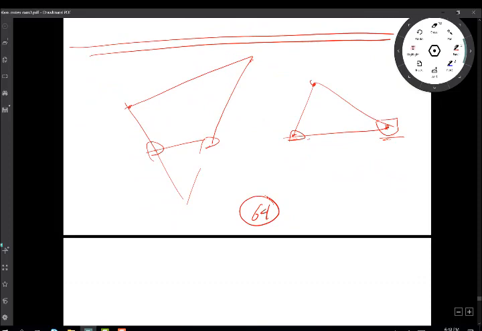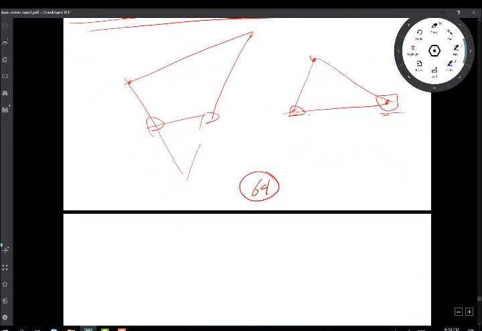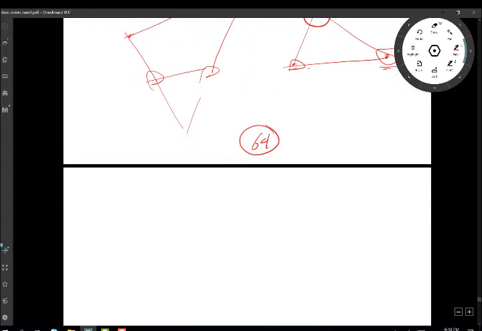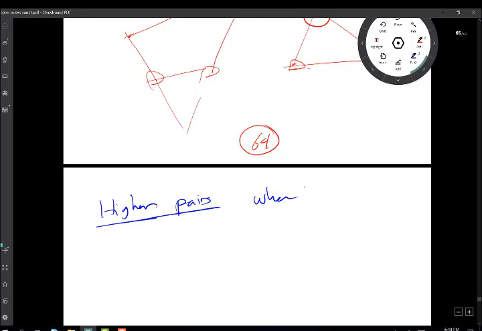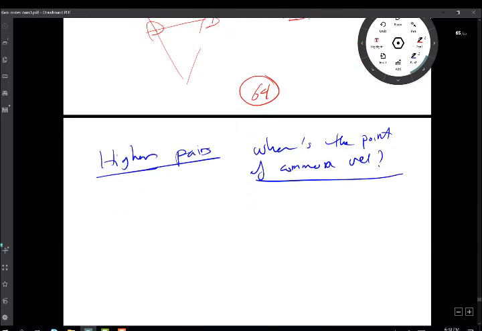But the interesting bit is higher pairs, because higher pairs don't link up like in this case with pivots, pivoted together. They are more like half joints. You can separate them if you like. So the higher pair is something interesting. The question is, where is the point of common velocity? This is the question we want to answer.